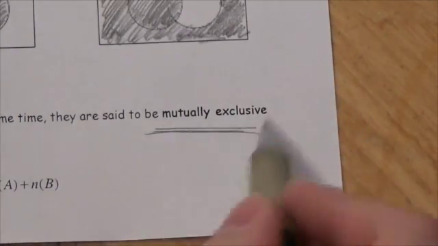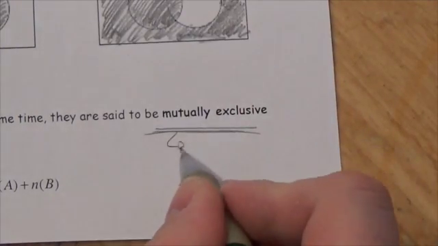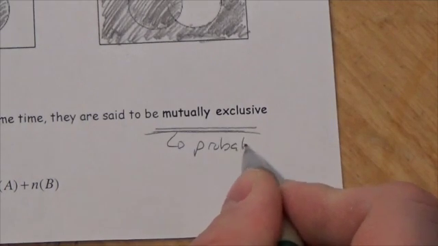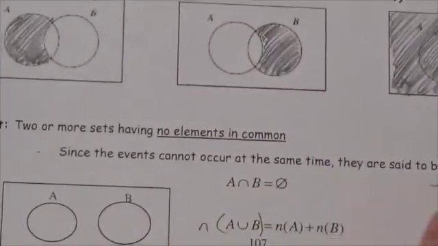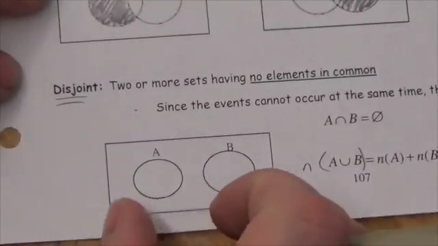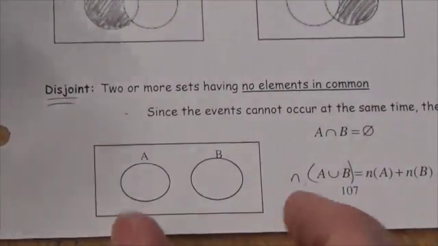Okay? And you're going to see that this is something that's going to pop up in probability. We usually talk about events being mutually exclusive and whatnot. But this means the same idea. When we talk about mutually exclusive, we are referring to disjoint. We're talking about two sets that have no outcomes in common.